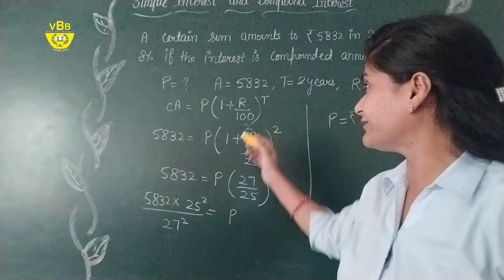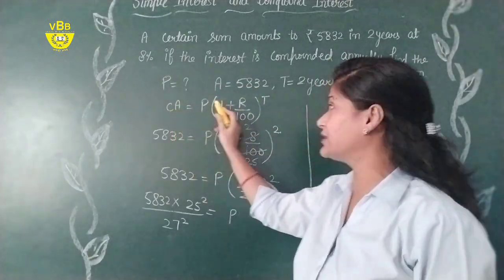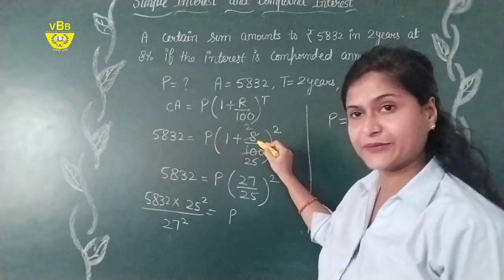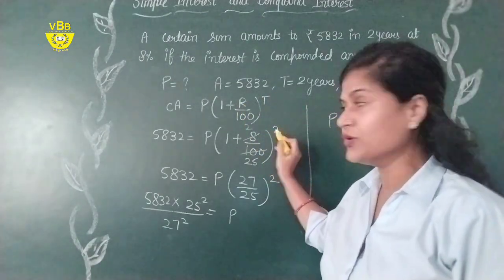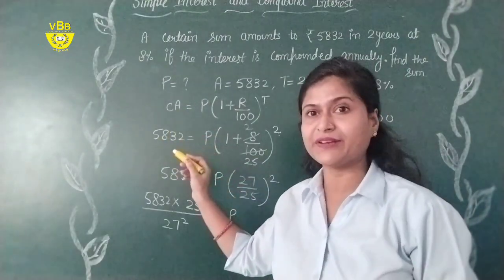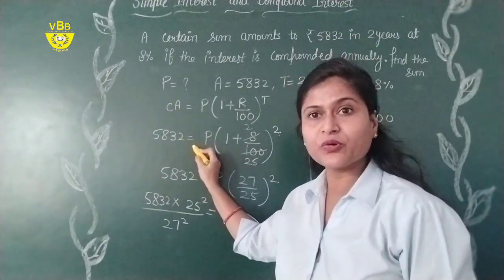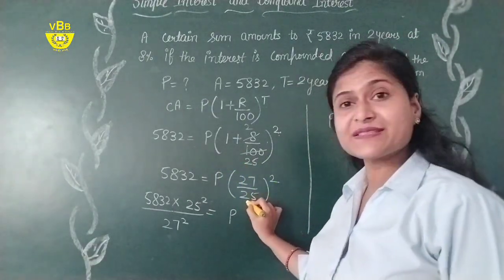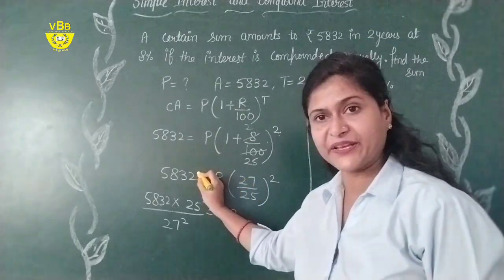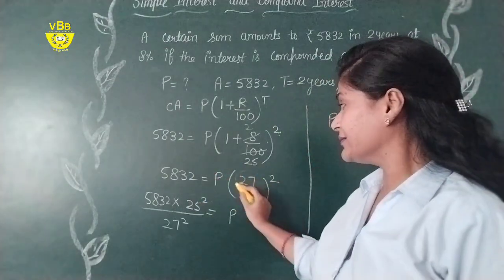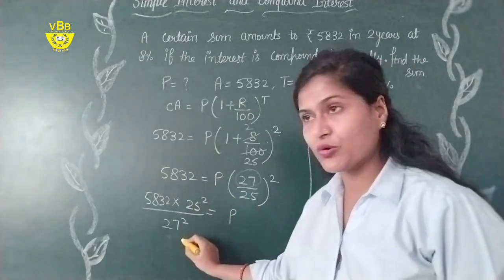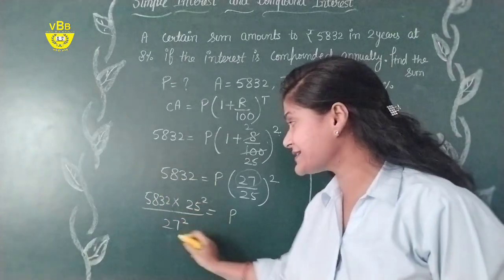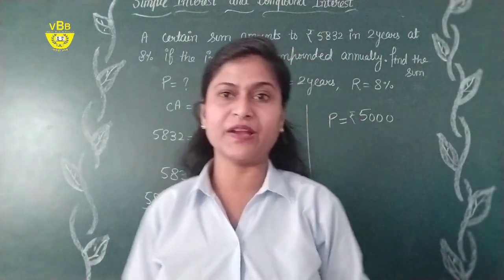So again we put the values in the formula: compound amount is equal to principal (1 + r/100)^t, where r is 8%, the time period is 2, and the compound amount, I am really sorry, is 5832. When you transpose this number, it was in the denominator so it goes to the numerator, and the multiplication value goes down, and it will be 27 square. When you solve this part, you get 5,000 as the principal value.